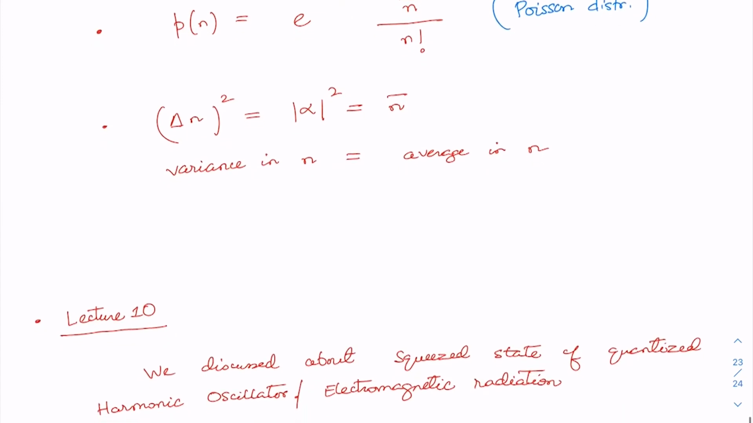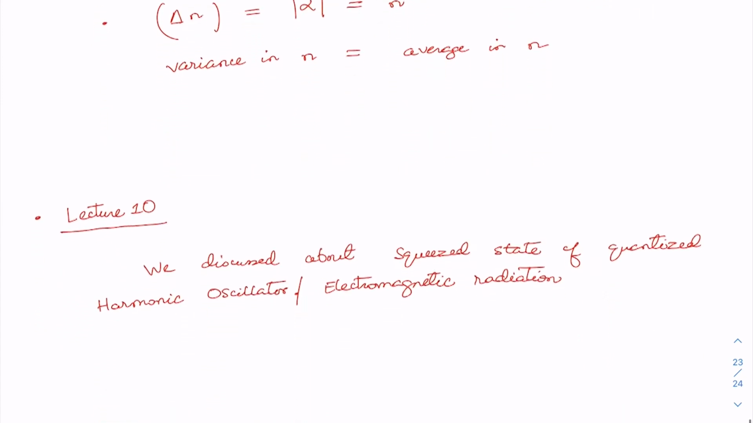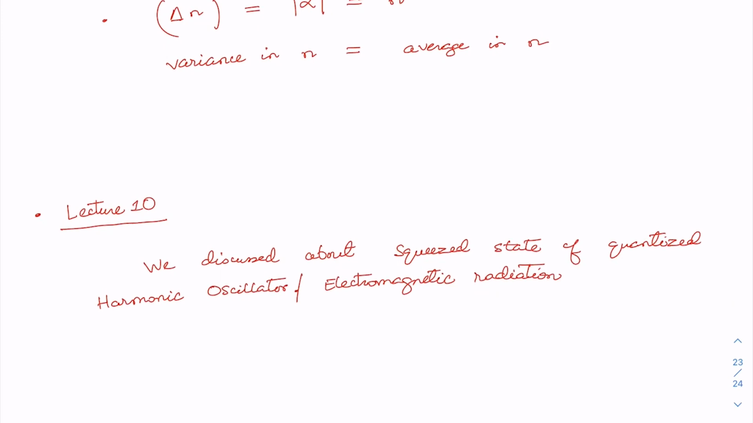Then today in this class we discussed squeezed states of the quantized harmonic oscillator or electromagnetic radiation. Now, as we are equipped with the required fundamentals of quantum optics, we are ready to go to the next stage. In module 2 of this course, we are going to encounter our first artificial quantum system in the form of a Cooper pair box, which is the building block of circuit quantum electrodynamics that we are going to discuss in our course.